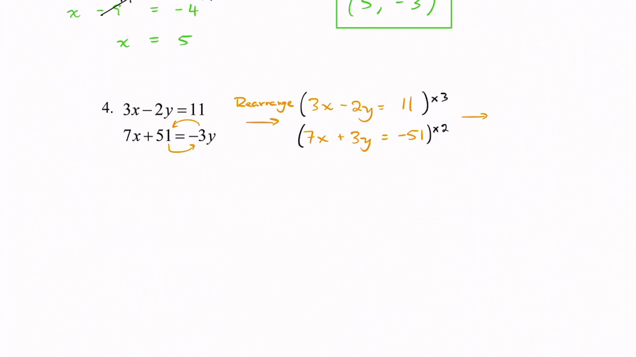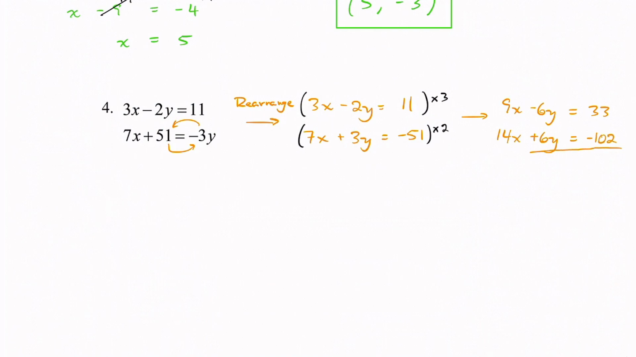The first one, everything's going to get multiplied by 3, so it's going to be 3 times a 3, so that's going to give me 9x. Then I got 3 times a -2, so that's going to give me -6y, and then equals, and then 3 times 11, that is 33. And then our second equation, those all get multiplied by 2, so we're going to have 7 times 2, so that is 14x. Then 2 times a 3y, so that is equal to a 6y, and then equals, and then 2 times -51, that's going to be -102.